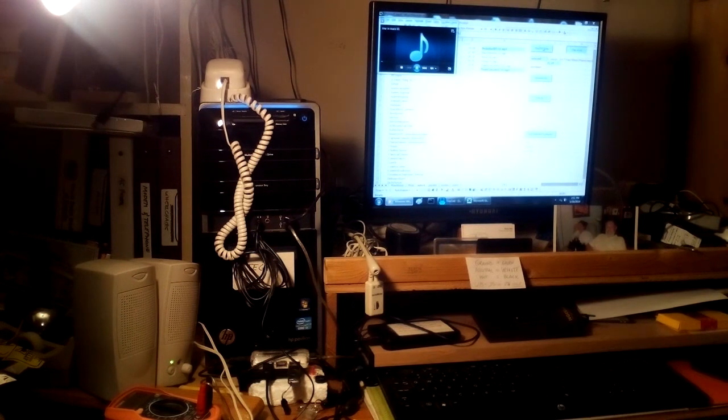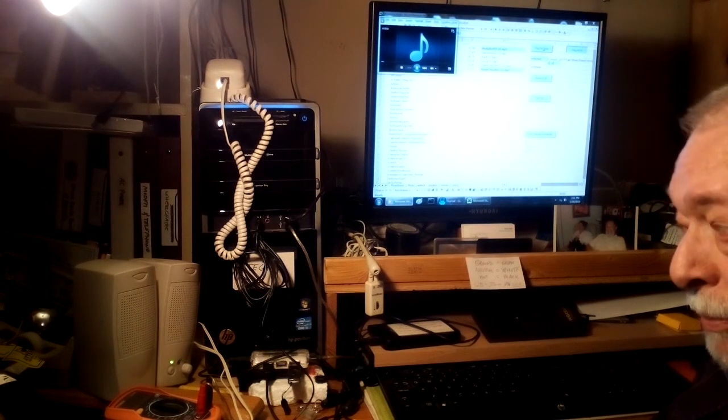Straight from vinyl discs. One-bit A to D converter.